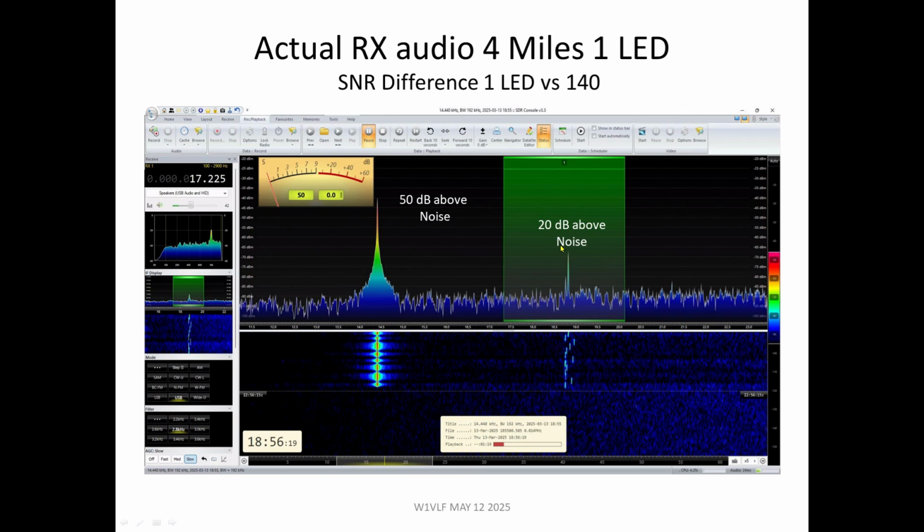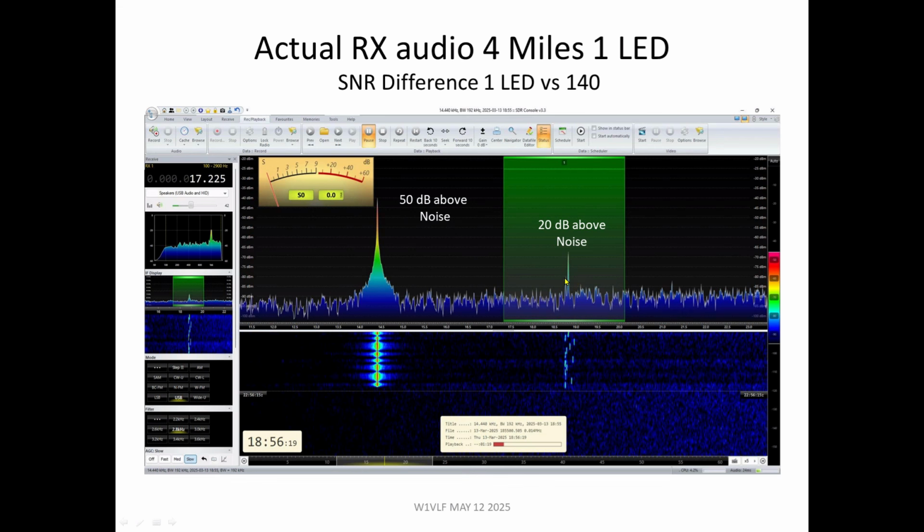So the single LED here at the best was 20 dB of the noise. The other LED was about 50 dB above the noise, right? So now you got to take these with a grain of salt. We're not using a calibrated spectrum analyzer. You know, who knows if I had them exactly pointed, but there was a 30 dB difference. When you can make a 30 dB difference, it's huge, right? Absolutely huge.